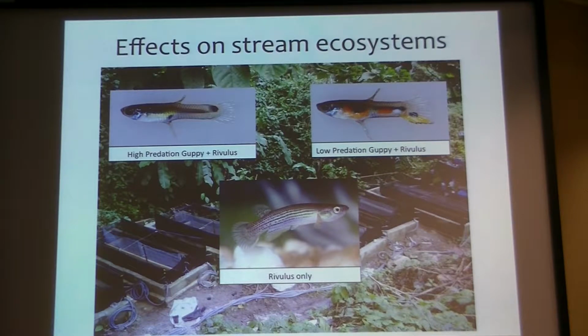You'll notice there's rivulus in all these mesocosms, and that's because in natural streams, guppies always coexist with rivulus. So a system that didn't have rivulus in it, in my mind, wouldn't represent the true variation we see in nature, so we decided to include rivulus in these treatments. Then, instead of a no-fish treatment like we had in the alewife system, we have a rivulus-only treatment, where we replace the biomass of guppies with the biomass of rivulus. So the biomass of fish in all of these treatments is the same.